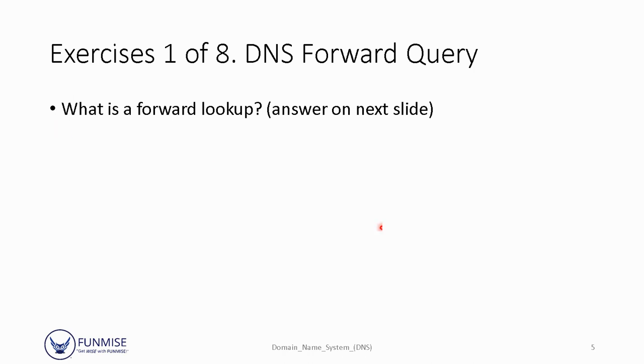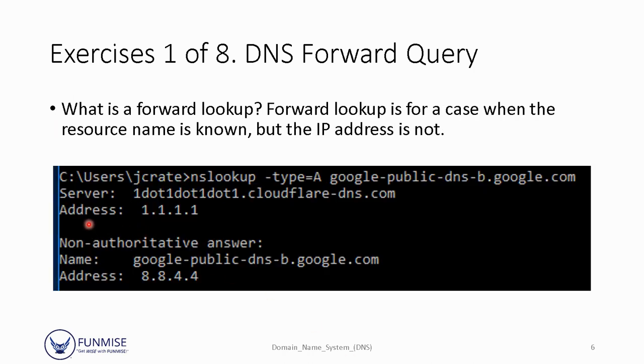Now, exercise 1 of 8, DNS Forward Query. What is a forward lookup? A forward lookup is for a case when the resource name is known, but the IP address is not. In this case, I'm using the nslookup command in Windows. The type is A, looking for a host record for this resource name. It's querying my DNS server, which is specified here, and it's providing this result. It's saying for this name, use this. This is the IP address of that host. And that would be a forward lookup.